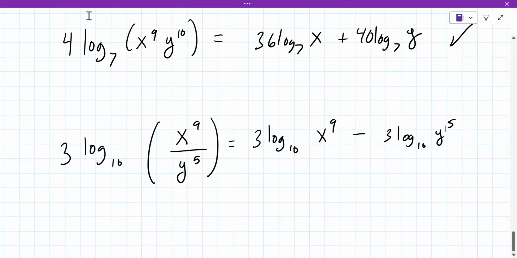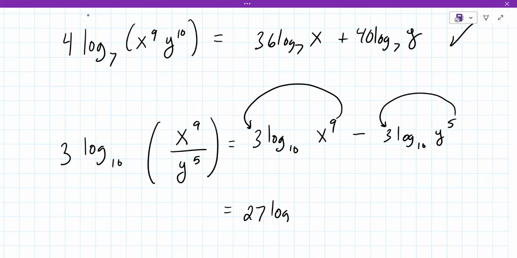And now we can do the same thing. We can bring that exponent out in front. So this becomes 27 log base 10 of x minus 15 log base 10 of y. So it applies not just to the products, it also applies to the quotients. Does that make sense?